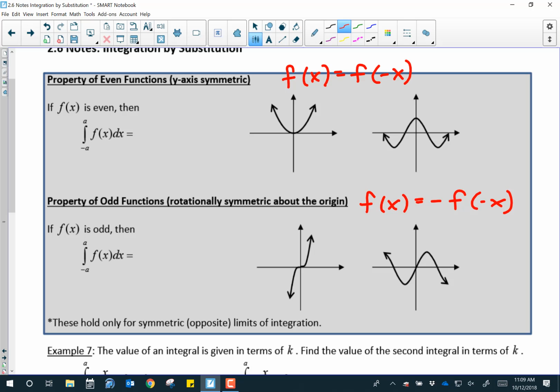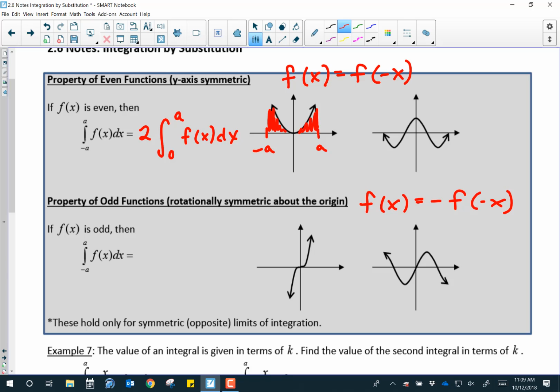All right, so if f is even, and if you look down here at the bottom, it says these hold only for symmetric or opposite limits of integration. So if you're going from negative a to a, negative 2 to 2, of an even function, let's look at this graphically. If this is negative a and this is a, and we find the area under the curve, it's going to be twice the integral from 0 to a of f of x. And the reason that's nice is because of 0, right? Because evaluating at 0 is just a nice thing to evaluate at.